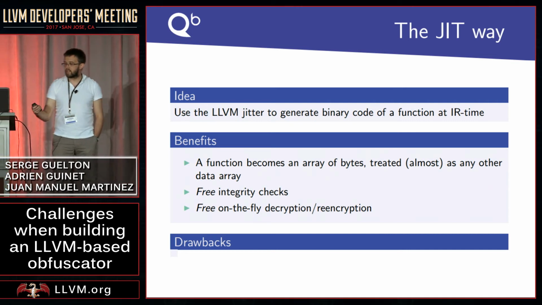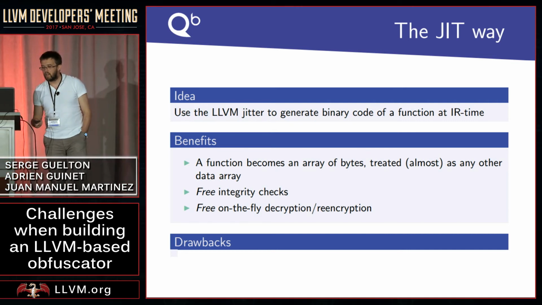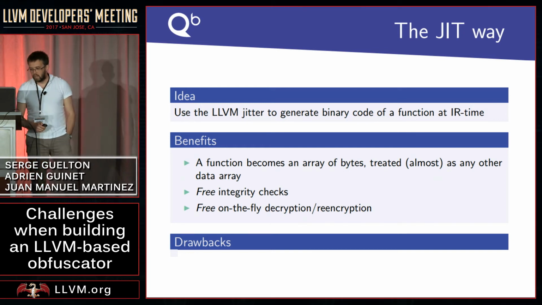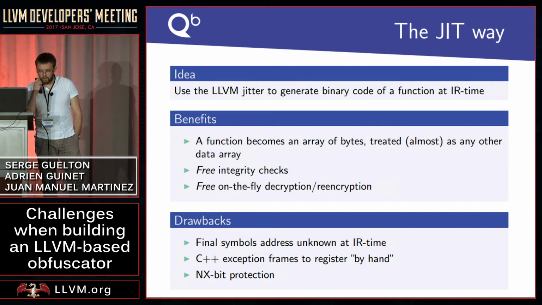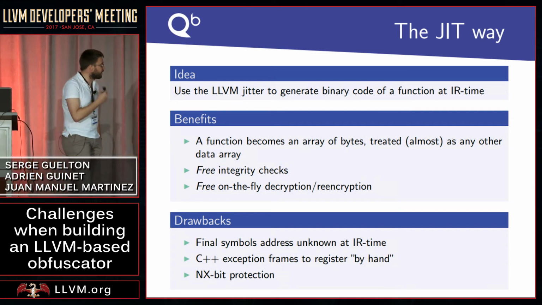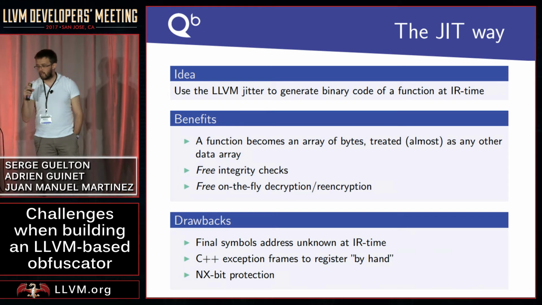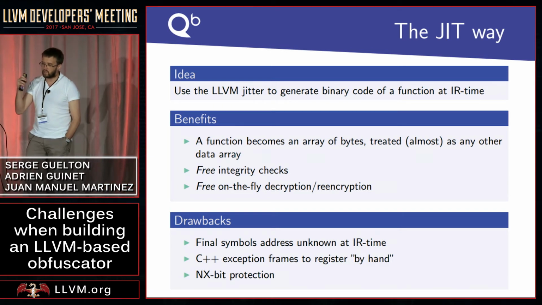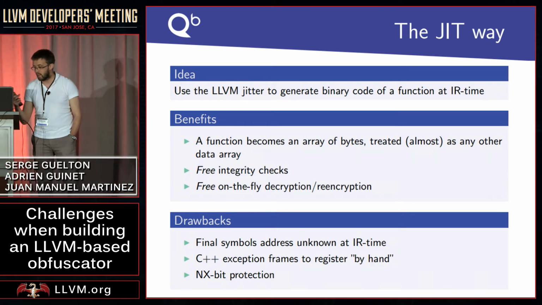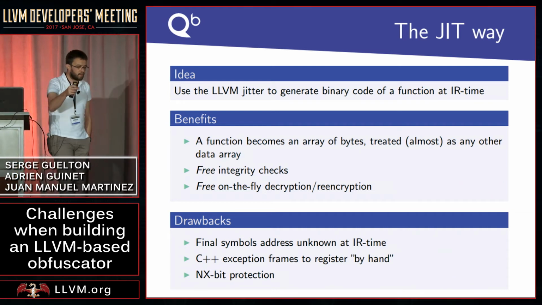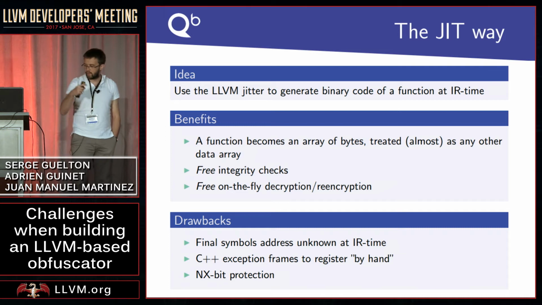We can do integrity checks on this array, like any other array, and we can make some free on-the-fly decryption and re-encryption of this function. But it's not as easy as it seems. So the first drawback is kind of obvious. The putTest symbol, if I get it from the Clang process, I will get the address of the putTest function within Clang, which is not the address in my final binary. So I've got to put all these symbols in an array and access them from this array.